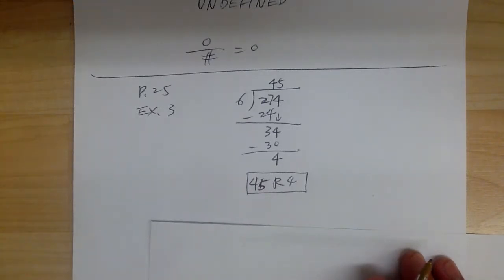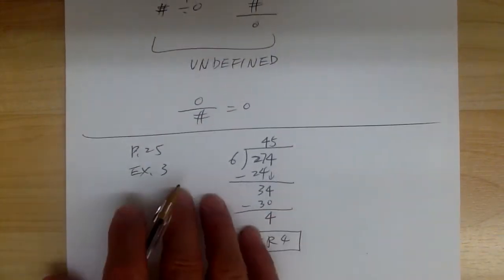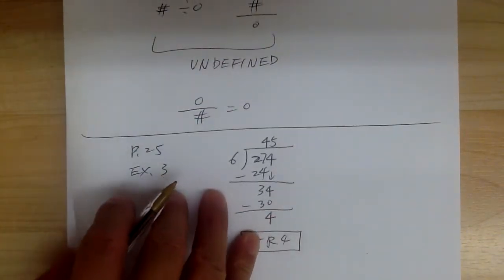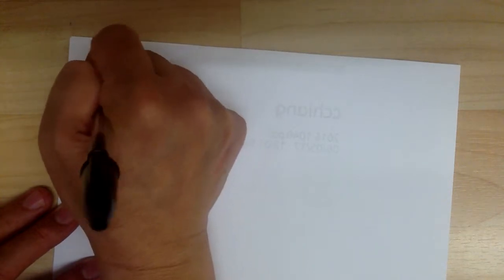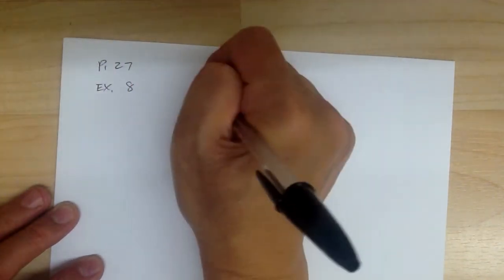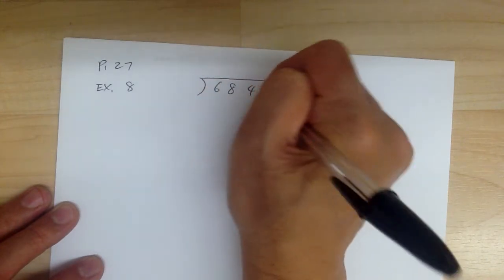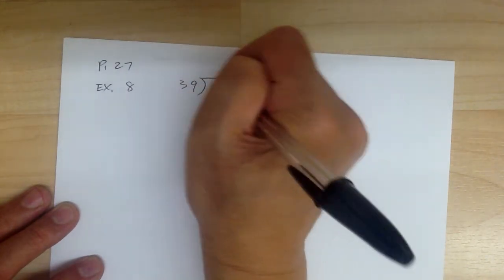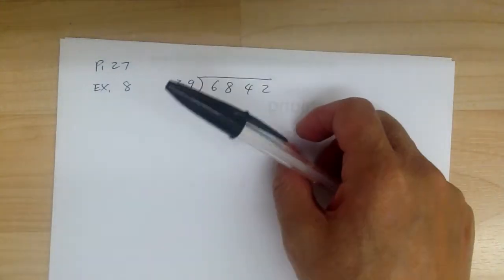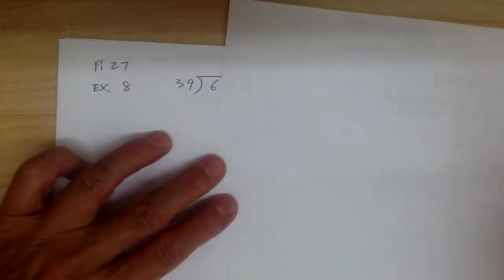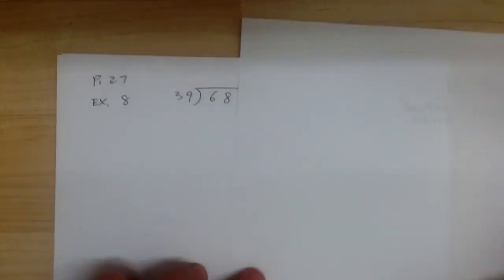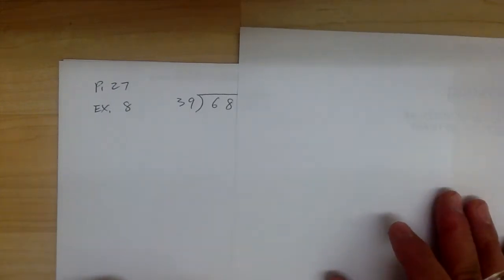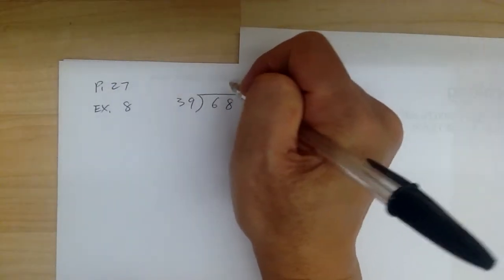Okay, now let's do more examples. Let's go to example 8. You've got 6842 divided by 39. Again, you look at one digit, see if it's enough. 6 is not enough, so you go to the next digit. 68 is enough. Now, to figure out what goes over here, you can approximate.